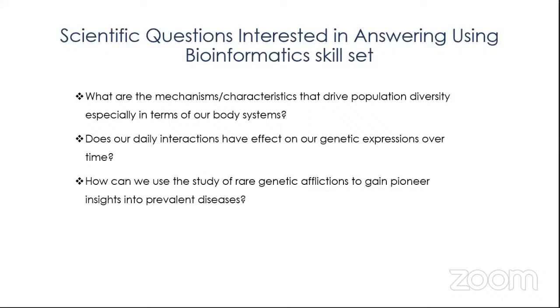Some of the scientific questions I'm interested in answering using bioinformatics skill set are: what are the mechanisms or characteristics that drive population diversity, especially in terms of our body systems? Does our daily interaction have effect on our genetic expression over time? How can we use the study of rare genetic afflictions to gain pioneer insights into prevalent diseases?